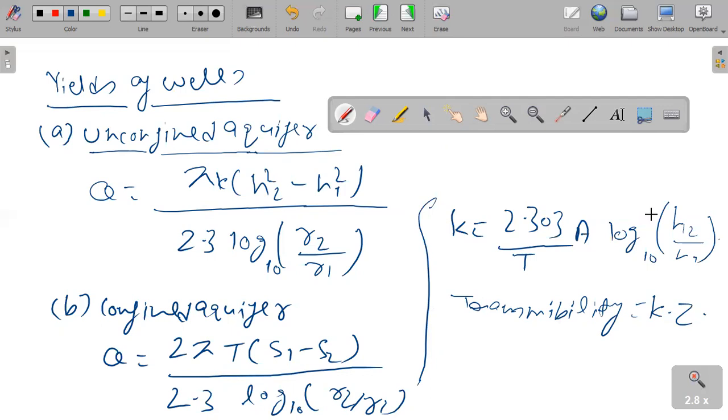So this is about the yields of wells for unconfined and confined aquifers. For an unconfined aquifer the formula is pi K (H2 square minus H1 square) upon 2.3 log R2 by R1 to the base 10. For a confined aquifer, Q is equal to 2 pi T (S1 minus S2) upon 2.3 log R2 by R1 to the base 10. Let's move on to our next topic, the calculation of head loss caused by pipe friction.